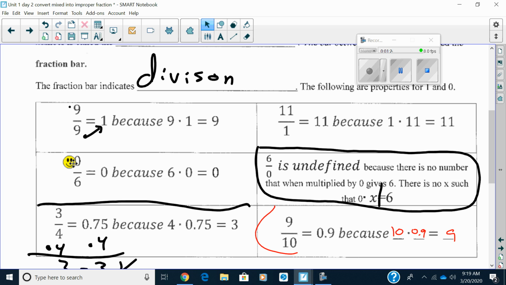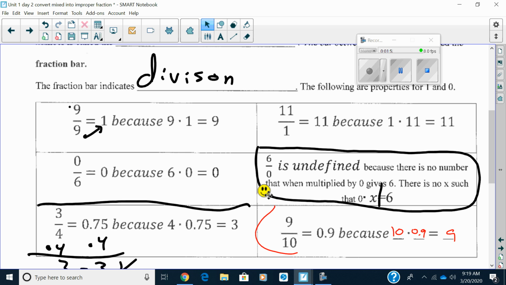So for this third one, we have nothing, and we're going to divide it into 6 piles. How much stuff do we have in each pile? We have nothing in each pile. Now let's check it. 6 times 0 equals 0.